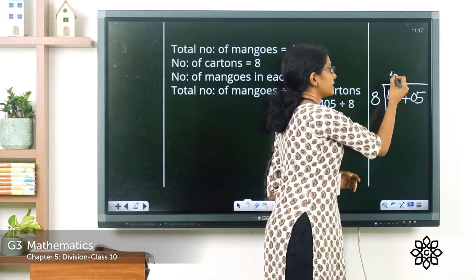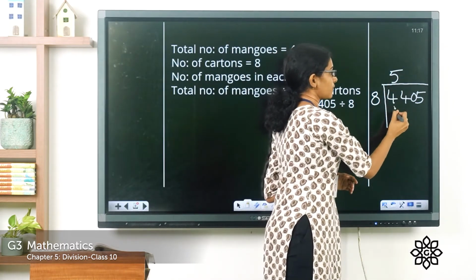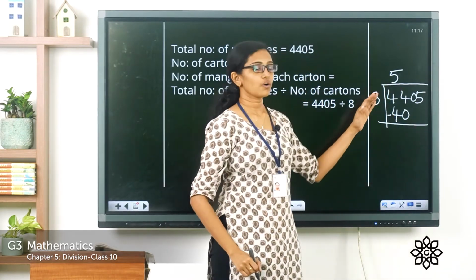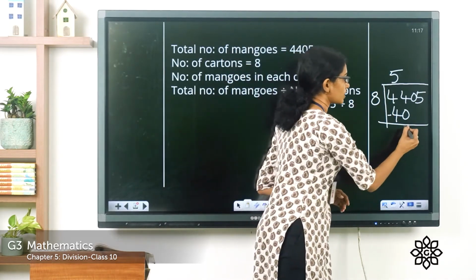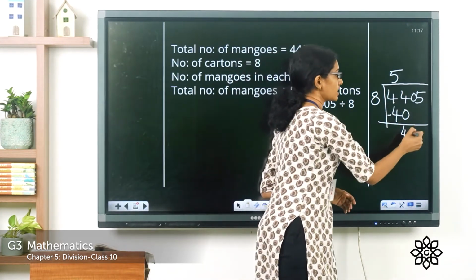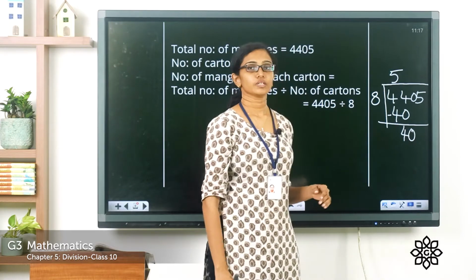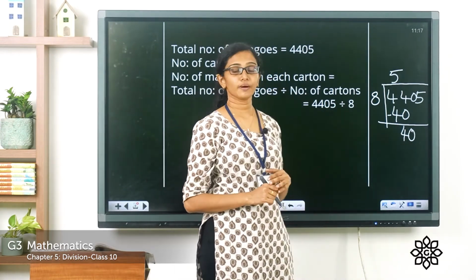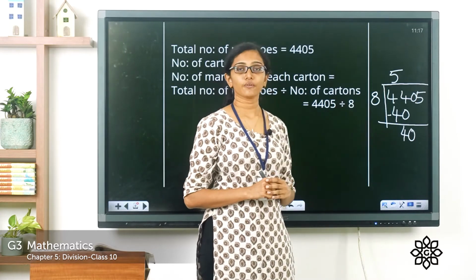Let's write that 5 here. Now 8 fives are 40. We write it here. Now subtract the numbers, 44 minus 40, which is equal to 4. Now let's bring down the next digit, which is 0. So now we have 40 divided by 8. And what is 40 divided by 8? How many 8s go in 40?